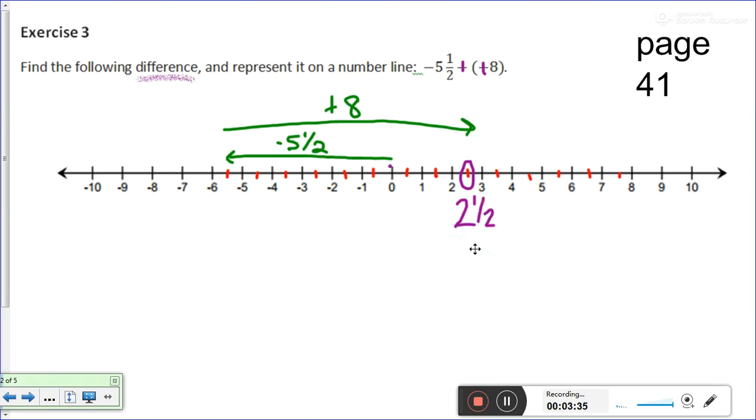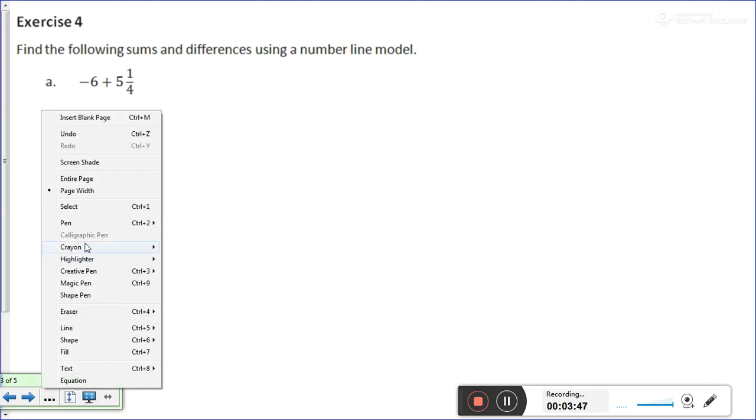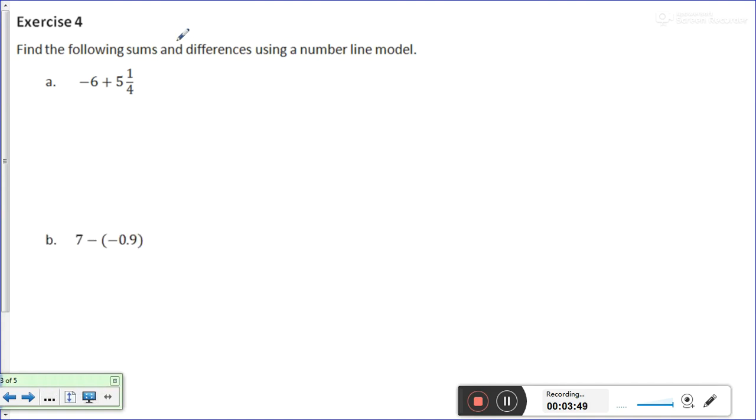And we're going to run through a couple more of these without a number line. Right underneath that, you'll see exercise 4, still on page 41. Let's find the following sums and differences using a number line model. I am not going to use that number line model, so we're just going to cross that out. I want you to know that we can do this without it.